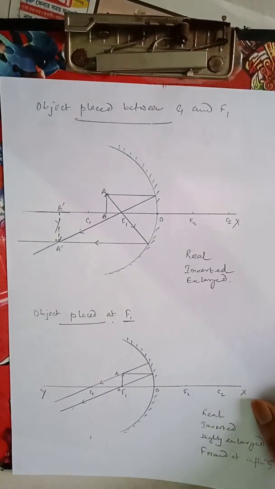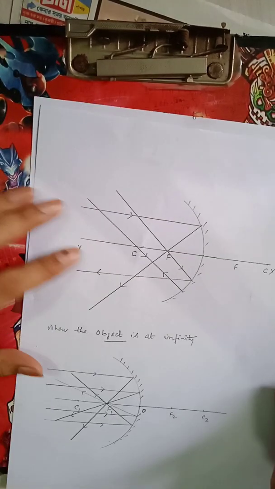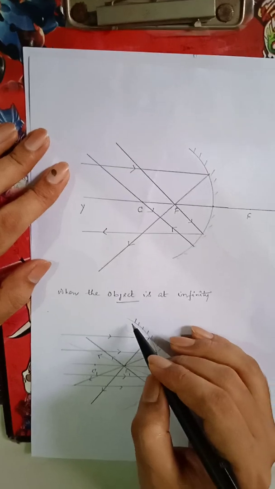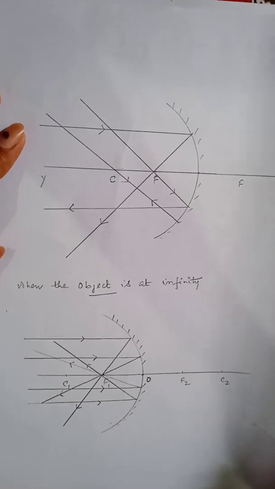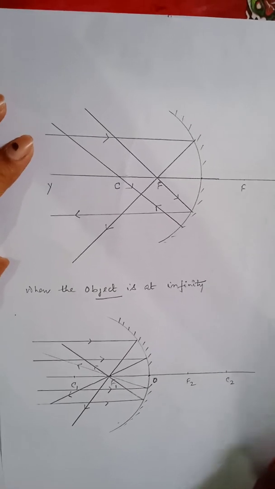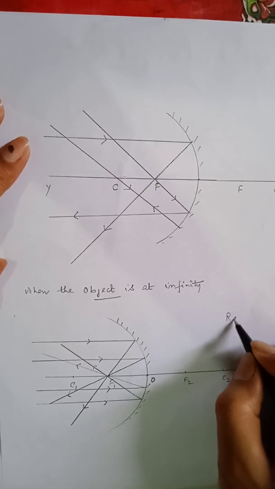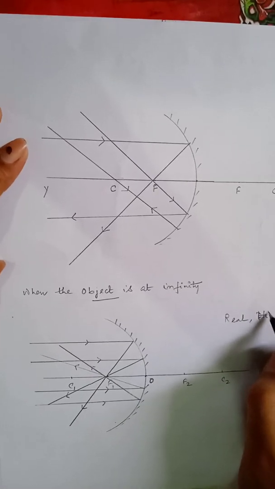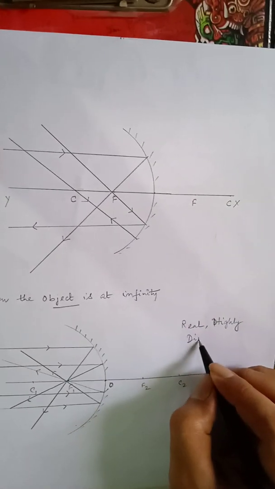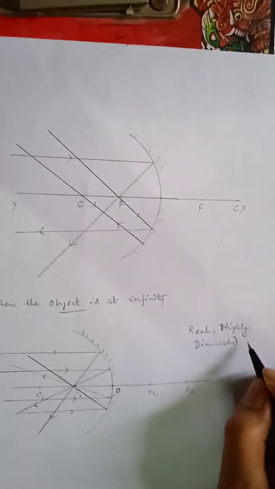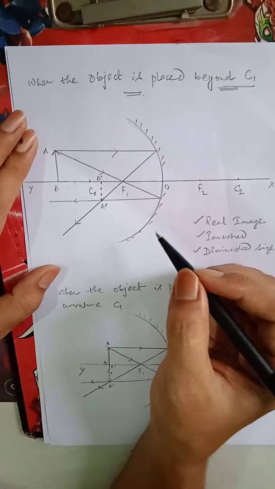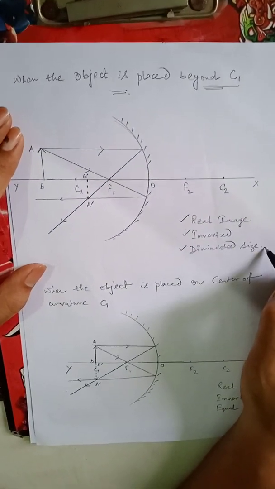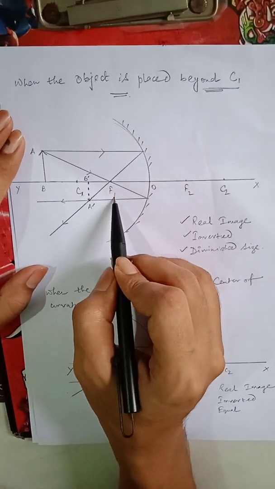So let me repeat the whole thing. First, when the object is placed at infinity, we see that all the rays converge at the principal focus, or the image is formed basically at the principal focus, and the image is highly diminished. The image is real, highly diminished, and formed at the focus. The second situation is when the object is placed beyond C1: the image is real, inverted, diminished in size, and the image is formed between C1 and F1.